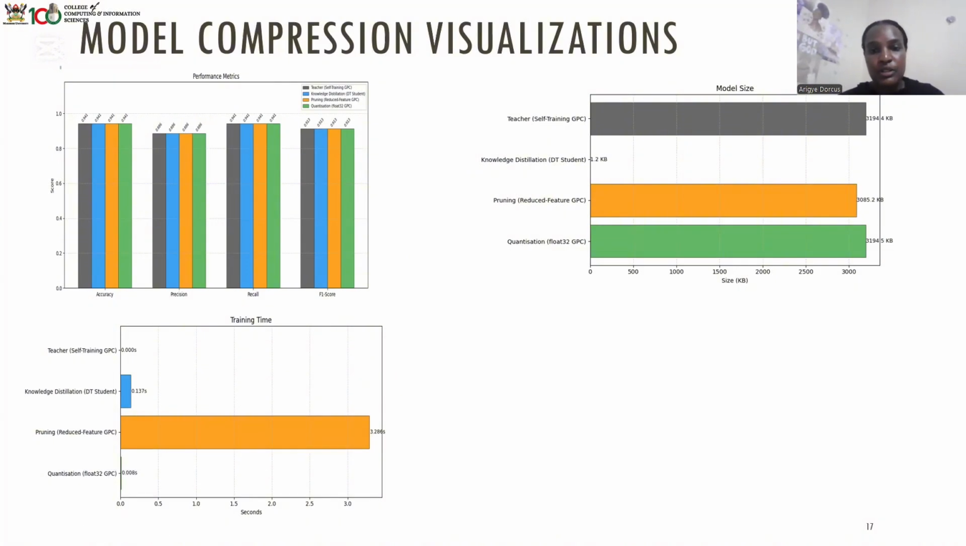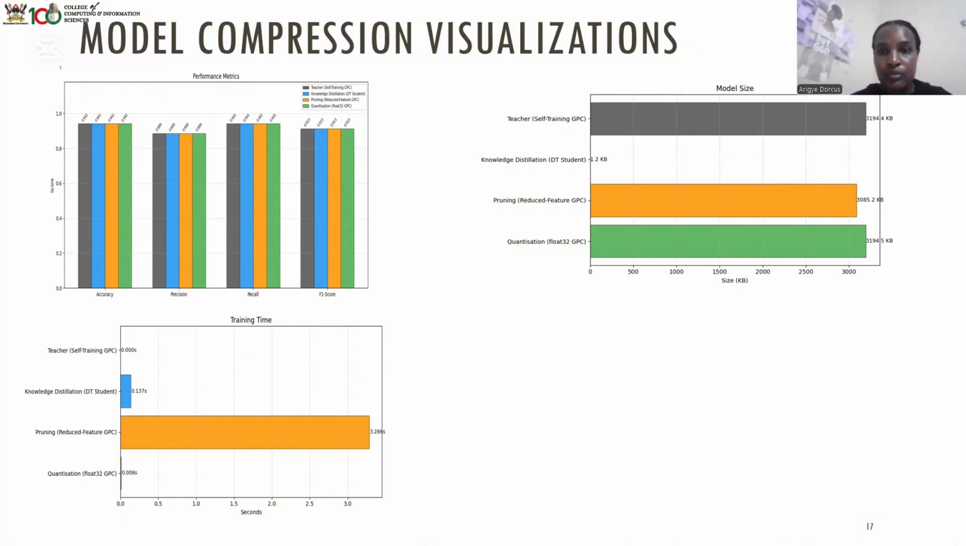The first chart shows the accuracy, precision, recall, and the F1 score across all the 4 metrics. Every model scores between approximately 0.94 and 1.0. The bars are almost indistinguishable. This is actually the key insight. Compression does not meaningfully hurt the predictive power. Whether you use the full teacher model or a heavily compressed variant like the knowledge distillation, you retain near perfect classification performance. For any real-world deployment, these differences are negligible.